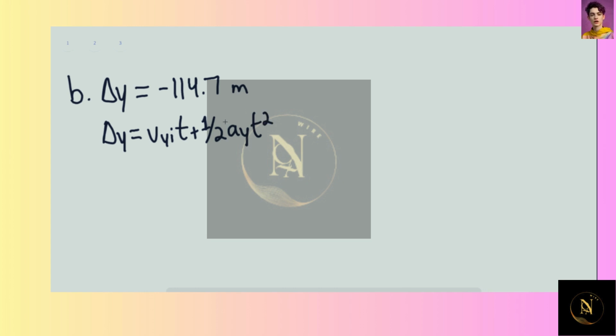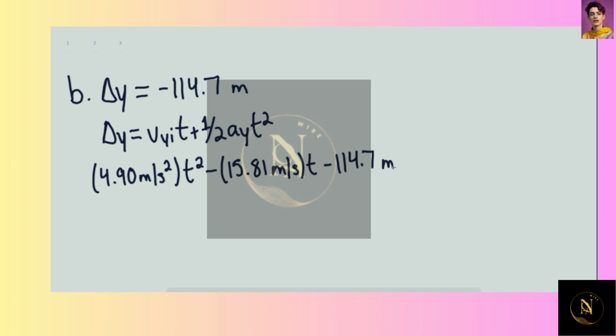And so this is going to be equal to 4.90 meters per second squared times t squared minus 15.81 meters per second times t, and then minus 114.7 meters. This is equaling 0, and as you can see, this is a quadratic equation. So you can use your solve function in your TI-84, 85, or 89 in order to solve for this, and we find that t is giving us the only positive root, 6.713 seconds.